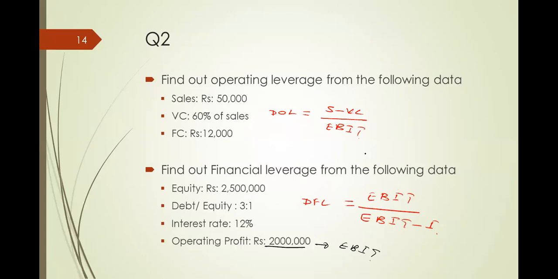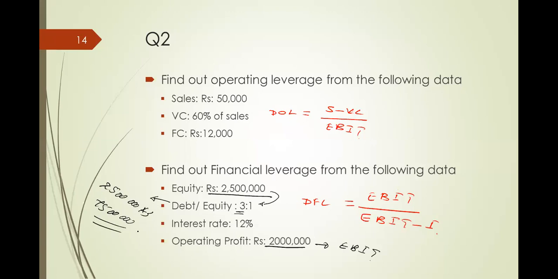Equity 2.5 million. You can identify the debt to equity ratio is 3 to 1. That means 1 equals 2.5, so debt equals 2.5 into 3. That means 7.5 million. Is that correct? Yes.